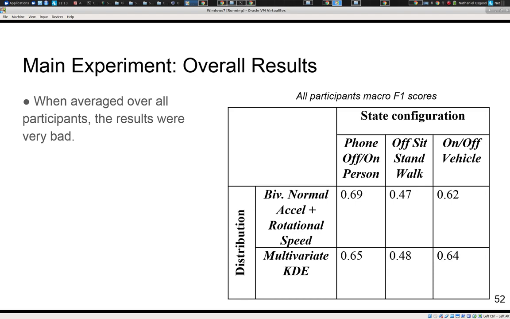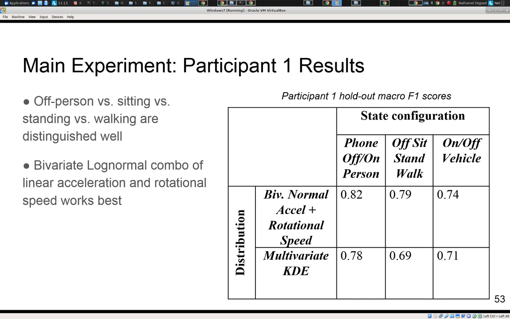And what we found is our ability to classify, for example, off-person versus on-person, our ability to distinguish off-person from sitting, standing, and walking, and on and off vehicle was very poor. This was for all participants' data, including this data we believed was corrupted. Now, from the very best participant, we see a totally different situation. For this participant who was extremely careful about labeling, all the signs pointed to this, as well as self-reporting from the participant, what we found is actually a very high ability to classify.